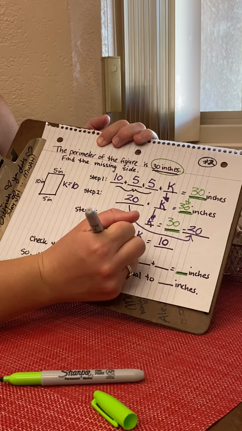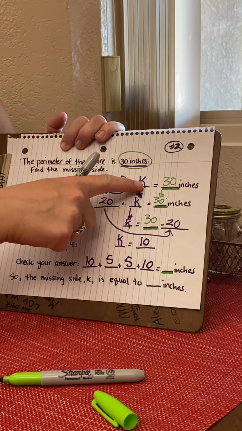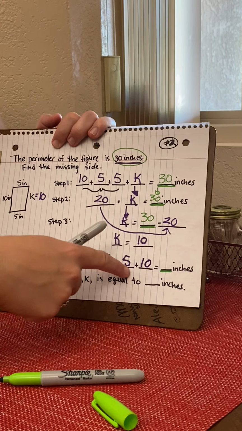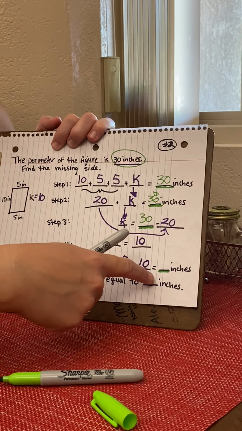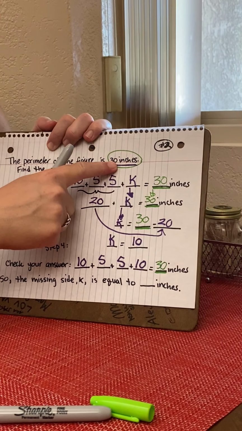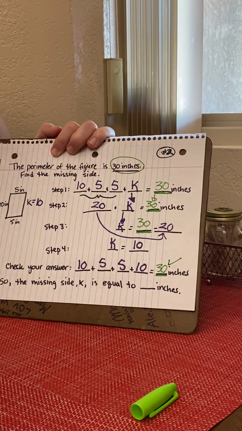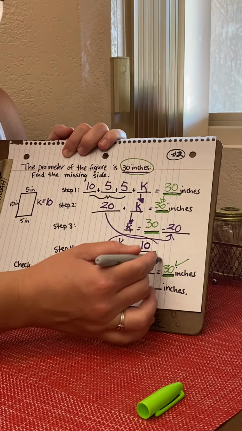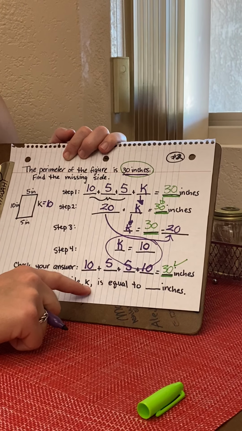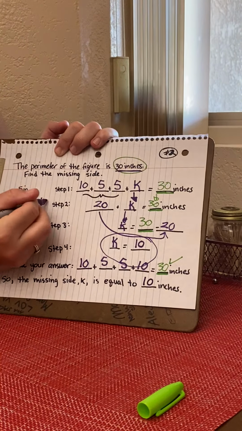So I'm going to go 10 plus 5 plus 5 plus 10. Remember, first I had K, now I'm making it a 10. So 10 plus 5 is 15, plus 5 is 20, plus 10 is 30. And if that gives me my original answer, which it does, it means that I found the correct answer for K. So remember, go back. What was K? Well, up there, I said K was 10. So I'm going to solve this. It says, so the missing side, K, is equal to 10 inches, which is right here.